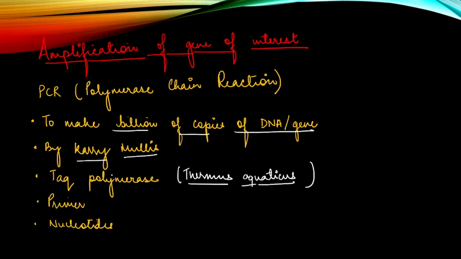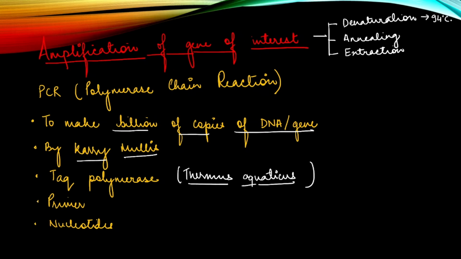And here, since this process takes place in 3 steps, what are the 3 steps? D, A, E. This is a code you can remember. D for denaturation, A for annealing, and E for extension. So we call it DAE: denaturation, annealing, and extension, right? In denaturation, the temperature is quite high, 94 degrees centigrade.